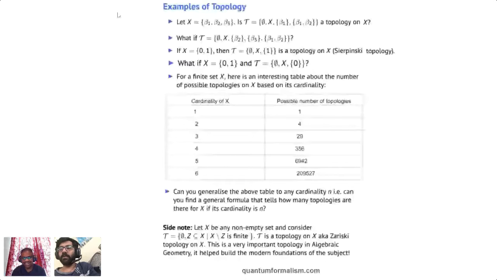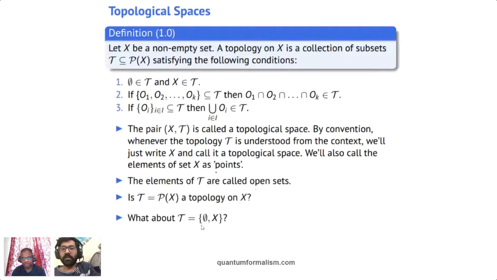Okay, I'll leave that as a challenge. Anyway, one thing that you should notice, obviously, is that we are talking about finite sets. For us, with finite sets, here's an interesting table in terms of the cardinality, meaning the number of elements of X. If X has one element, there's only one possible topology, which is the trivial topology. This guy here. This is the only possible topology.